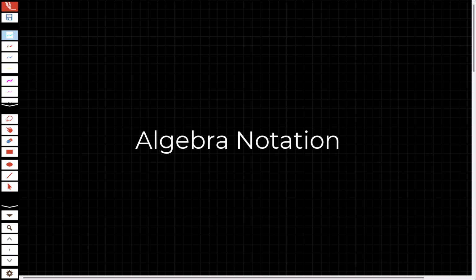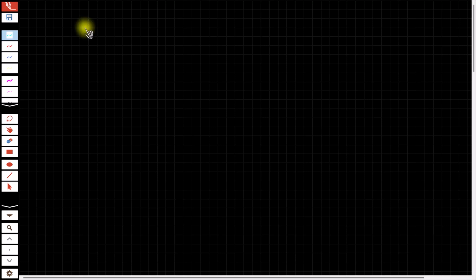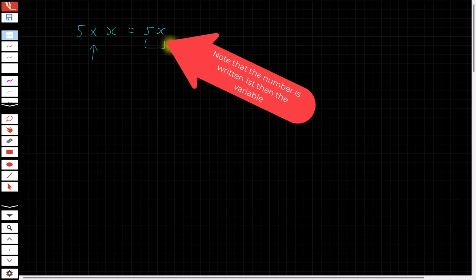In this video we're going to look at basic algebra notation. So let's start off with multiplication. 5 multiplied by x. In algebra we don't write the multiplication symbol. That is a convention to use, that we write it like this, 5x. So notice we've left out the multiplication symbol on the right hand side. That is because this can get confused with the letter x.